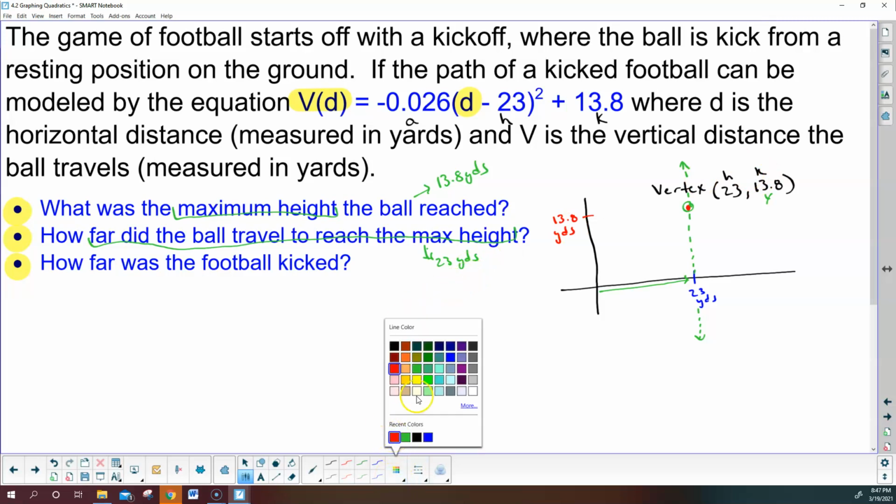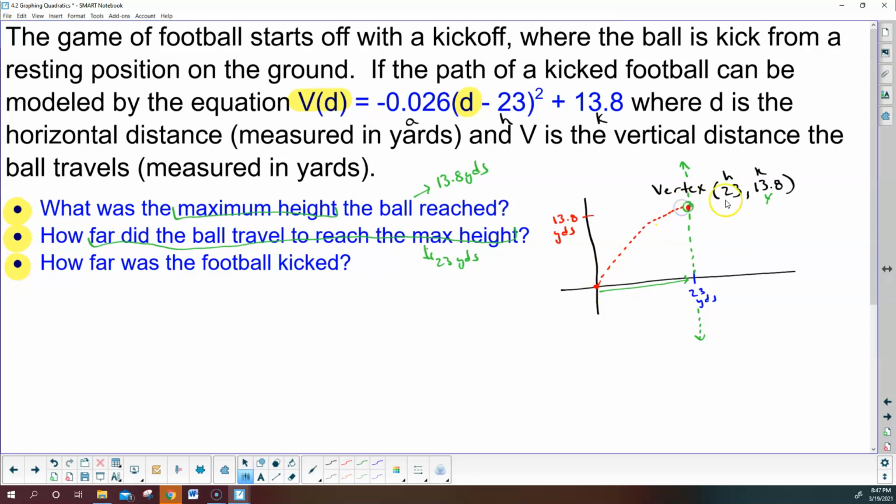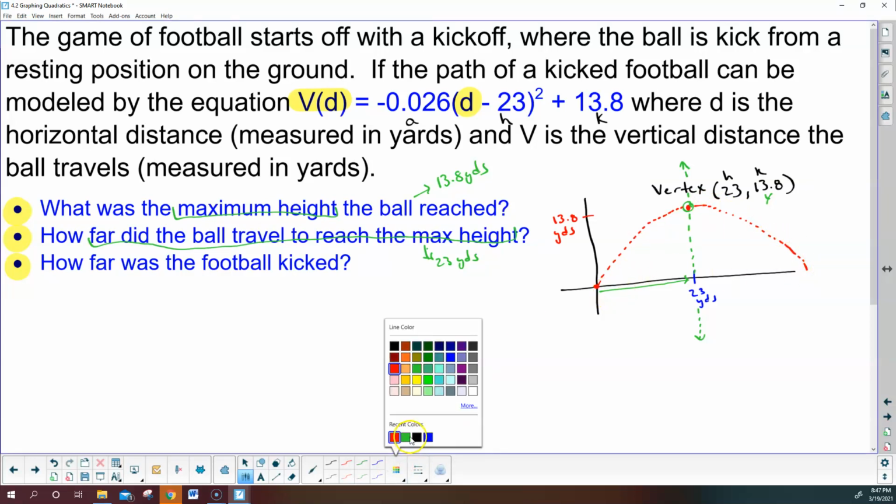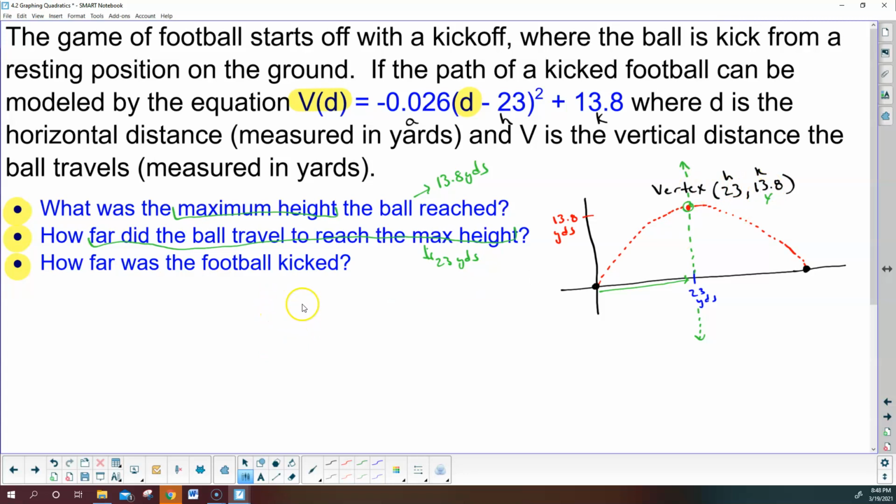And I realized the one thing I didn't do is I didn't actually draw the path of the football, or the graph. It would go up, it would reach its height, and then it would follow the same pattern all the way down until it hit the ground right on the other side. So those are my zeros, my vertex, and my vertex is in the middle at 23, 13.8.